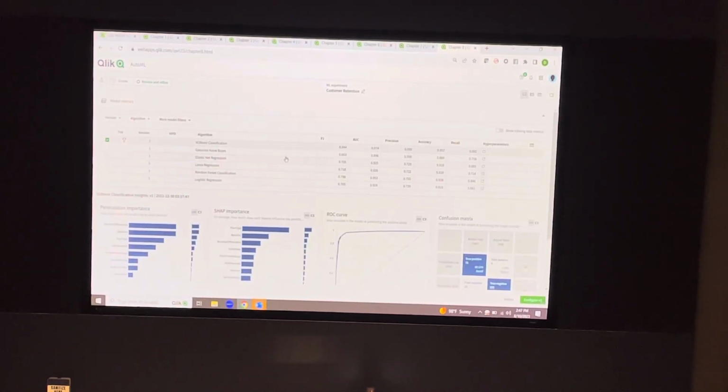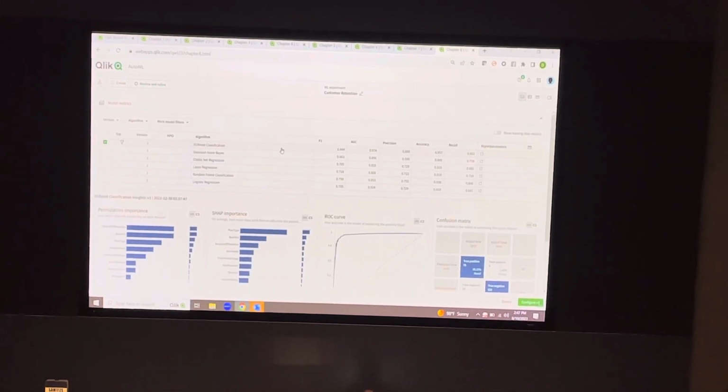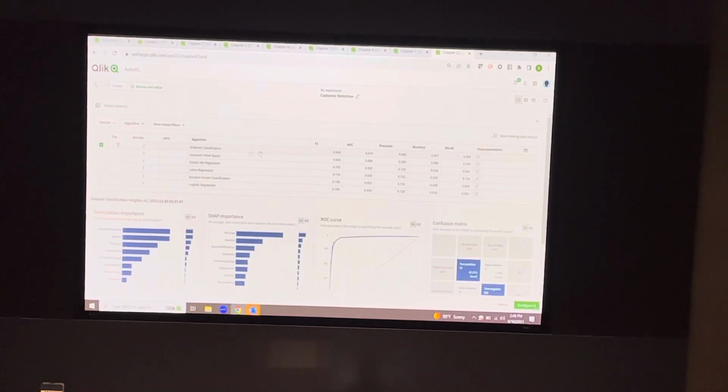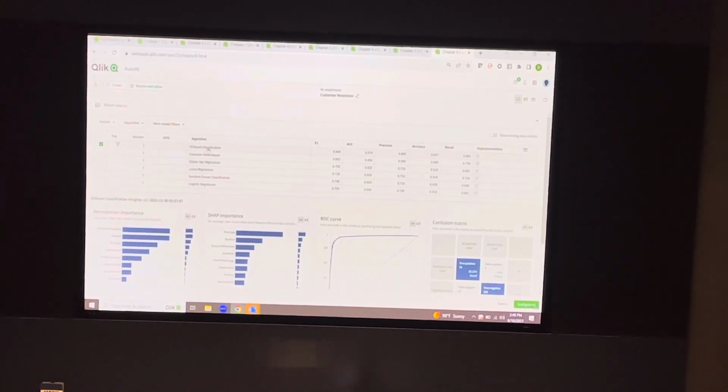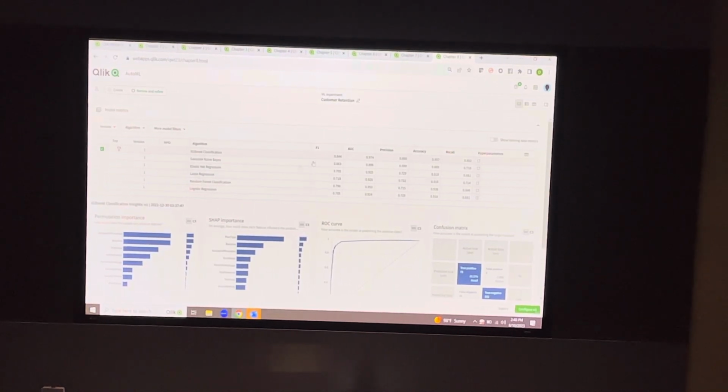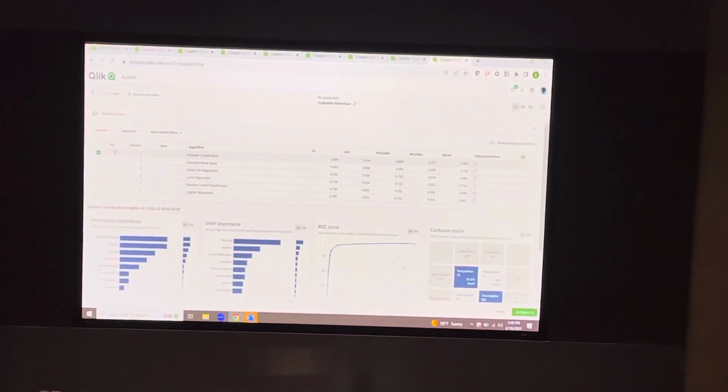So first thing it does is it picks the best algorithm to use, the best ML algorithm to use based on the characteristics of my data. I can see it's the XGBoost classification. It has a really high F1 score, which means it has a lot of confidence in that algorithm. I get some different metrics down here as well.